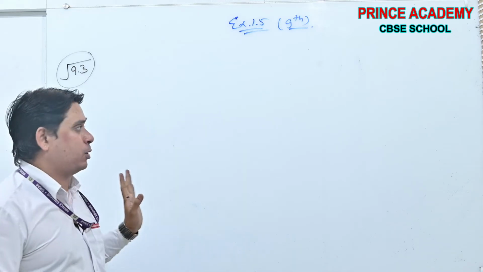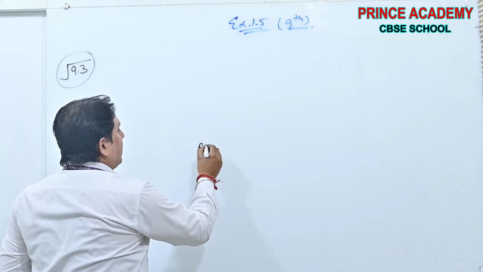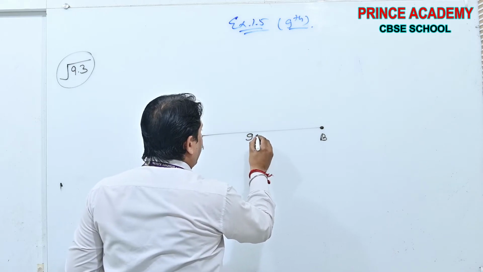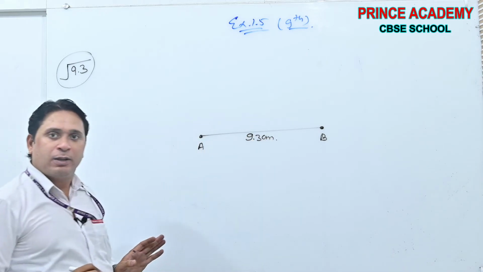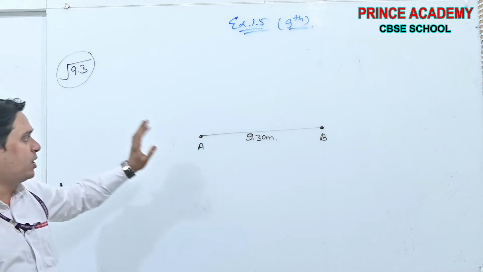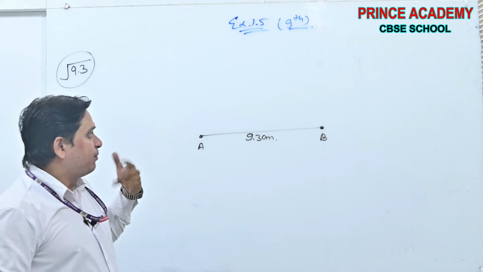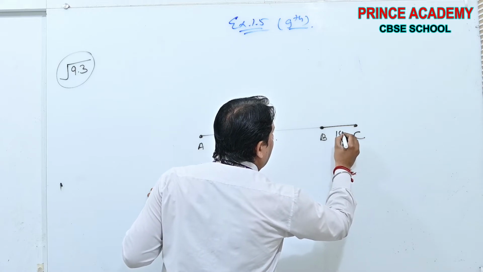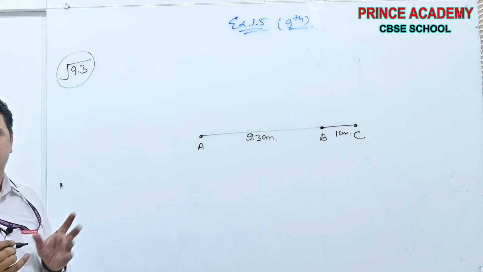Okay, now see, first of all, take AB as 9.3 centimeters. Whatever is the number inside the root, take so much length. Then add 1 centimeter to it.